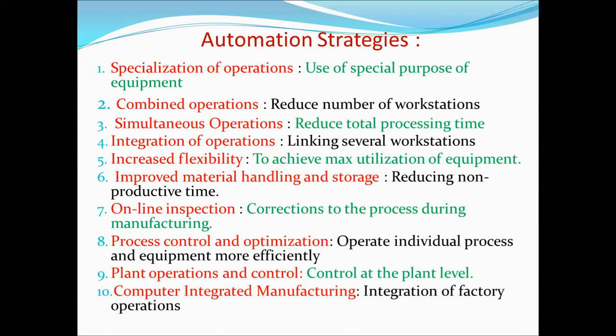Simultaneous operations means on a single machine we can perform more than one operation at a time, or simultaneously. For example, one tool is coming to cut or part the piece, and a second tool is coming to remove the material and perform the operation of taper turning, or threading, or any other type of operation. So on a single machine, if there are two or three operations going on simultaneously, this will further reduce the total processing time.